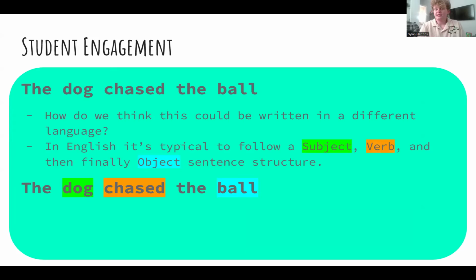So the student engagement I have planned for today is basically going to be multiple renditions of this activity. But we have the sentence here, the dog chased the ball. And I'm going to ask a few questions. If you guys could answer, that would be great. How do we think this could be written in a different language? What kind of language do you think it could be written in? Does it need to be a real language? I'll give you a few seconds to answer.